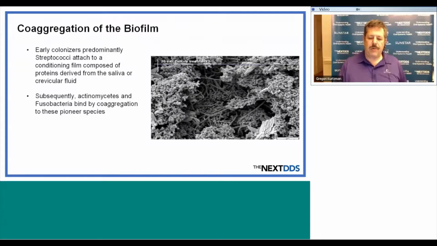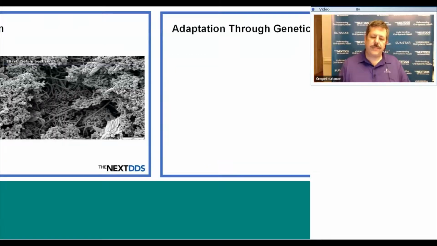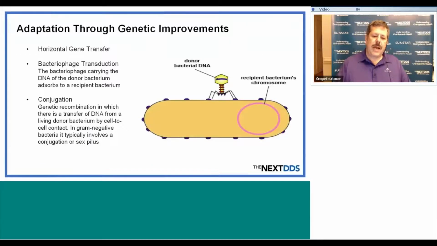It's basically another example of a biofilm in a sulcus. We can see various different bacteria in there. So adaptation through genetic improvements, horizontal gene transfer occurs. Bacteriophage transduction: the bacteriophage carrying the DNA of the donor bacterium absorbs to a recipient bacterium. Conjugation is genetic recombination in which there is a transfer of DNA from a living donor bacterium by cell-to-cell contact. In gram-negative bacteria, this typically involves a conjugative pilus.